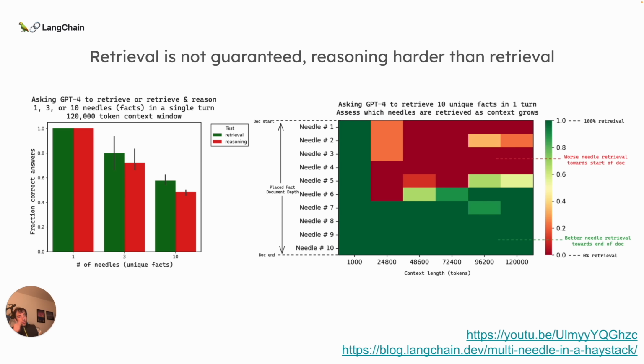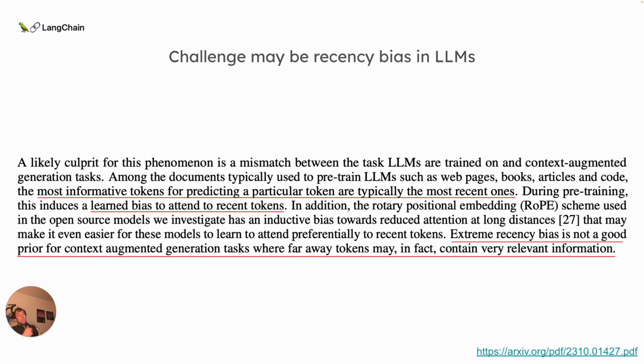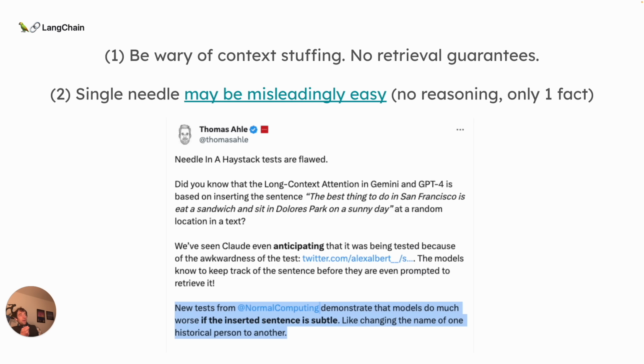So again, the results show us that reasoning is a bit harder than retrieval, more needles is more difficult, and needles towards the start of your context are harder to retrieve than towards the end. Those are the three main observations from this. And it may be indeed due to this recency bias. So overall, what this tells you is be wary of just context stuffing in long context LLMs. There are no retrieval guarantees. And also there are some recent results that came out just today suggesting that single needle may be misleadingly easy.